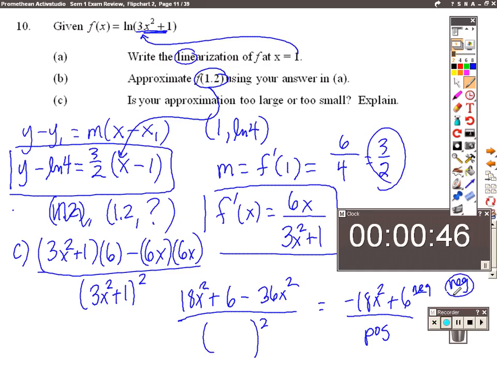So the function is concave down, meaning that the tangent line is above, and if the tangent line's above, the approximation's too large. And we'll pick up with the next problems in the next video.